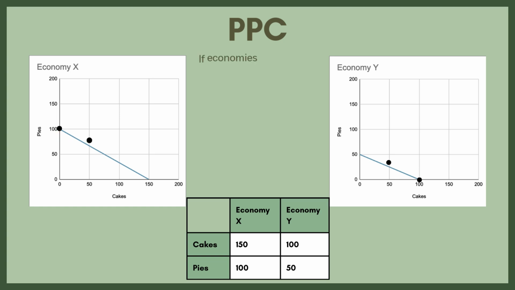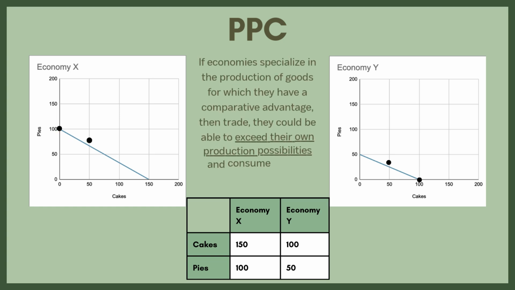As shown here, if economies specialize in the production of goods for which they have a comparative advantage, then trade, they could be able to exceed their own production possibilities and consume outside their own PPC curves.